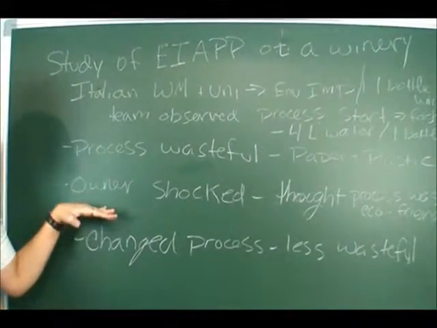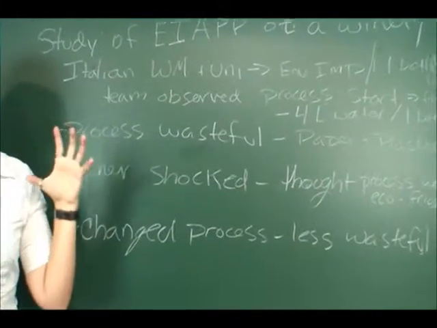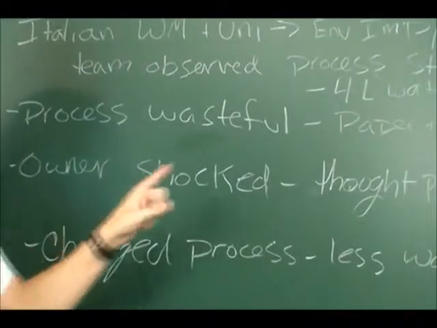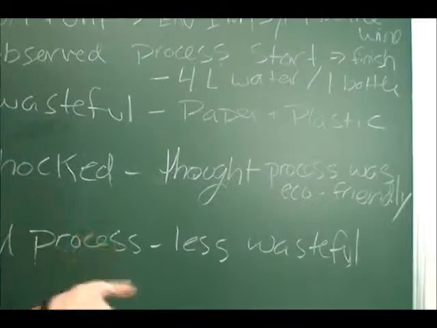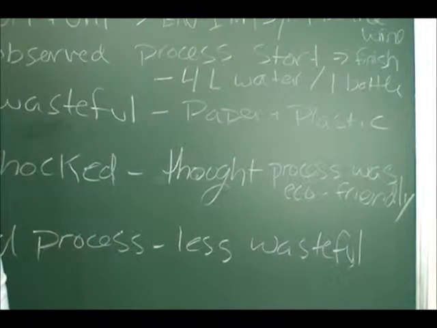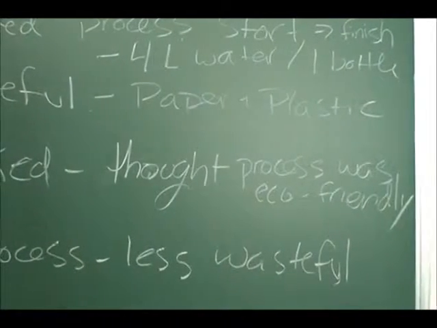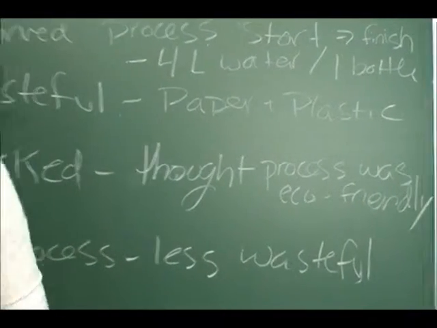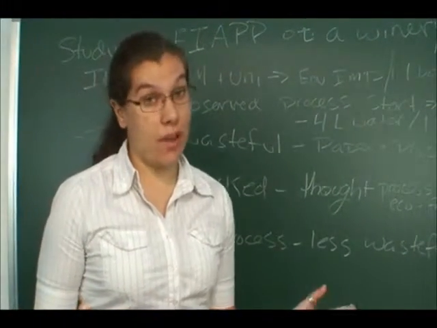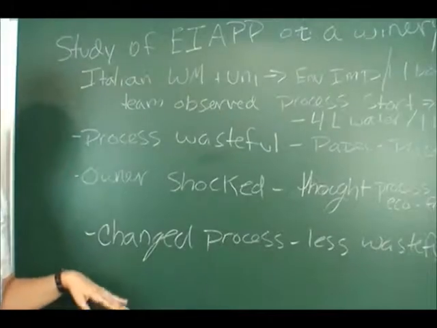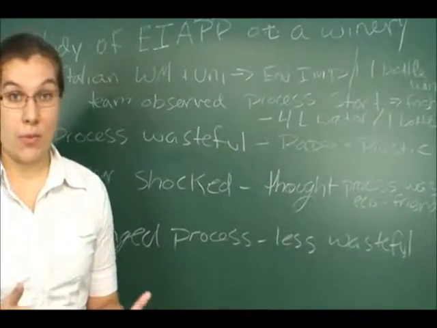So then we think about the owner. The owner of this winery was shocked. He was surprised. And he was surprised because he thought his process was ecologically friendly, or eco-friendly, which means that it was not wasteful, it was friendly to the environment. He thought that they didn't use too much water or too much electricity, and so he was very surprised. And so because he was so surprised, he changed his production process and is now much less wasteful.